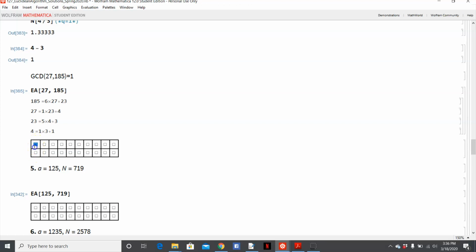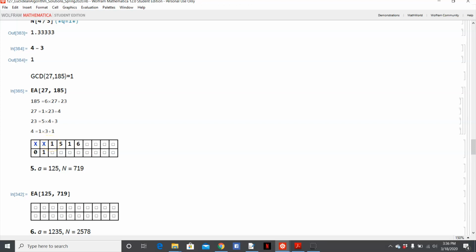Now, since it has a GCD of 1, I can try and find my inverse. So I'm going to construct my table. Those ones are always blank. This is always a 0. This is always a 1. And then I'm going to go with my quotients in reverse order.